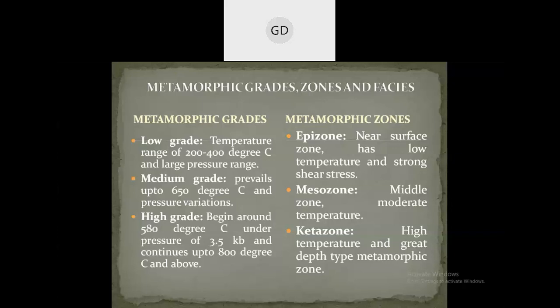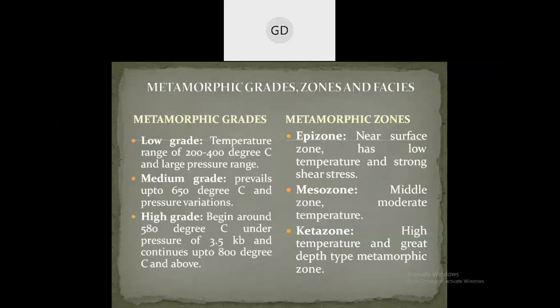Then coming to the medium grade, it prevails up to a temperature of 650 degrees Celsius, and it is indicated by index minerals like staurolite and cordierite. So staurolite and cordierite are the index minerals of the medium grade. And here, pressure variations play a very important role in determining the stability of the various minerals formed in this grade.